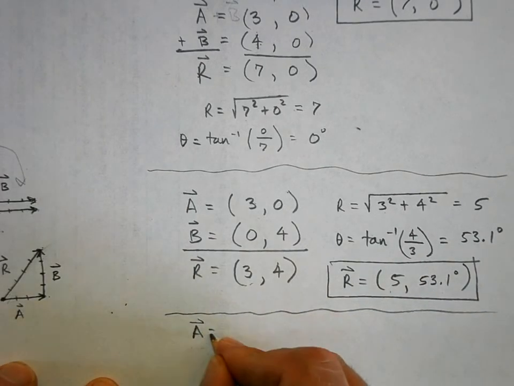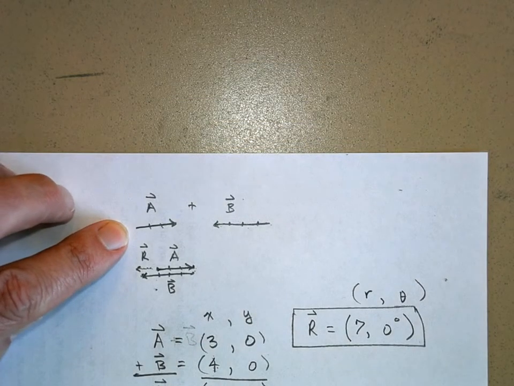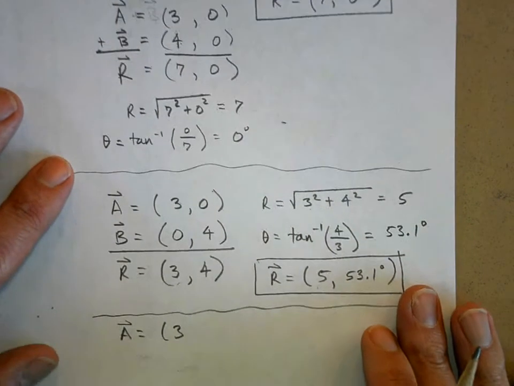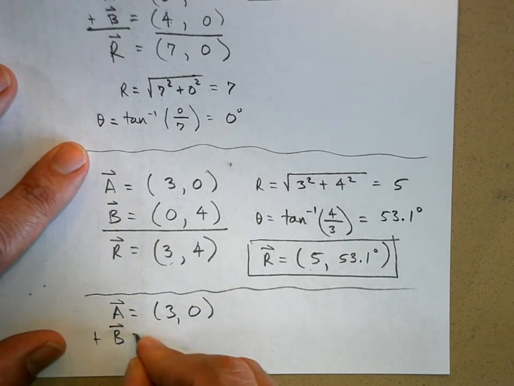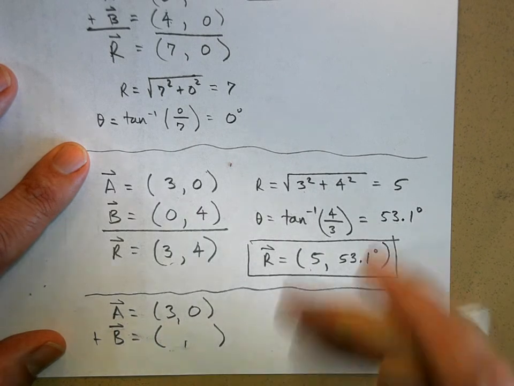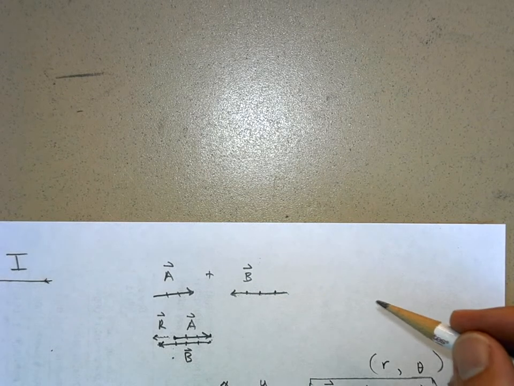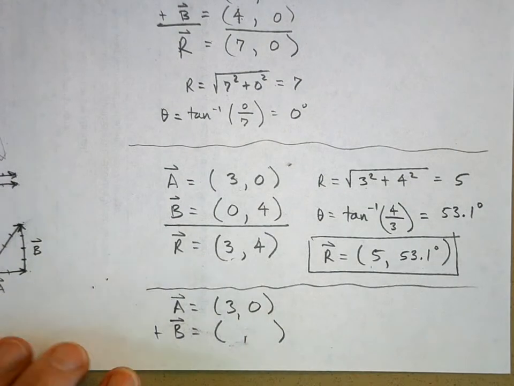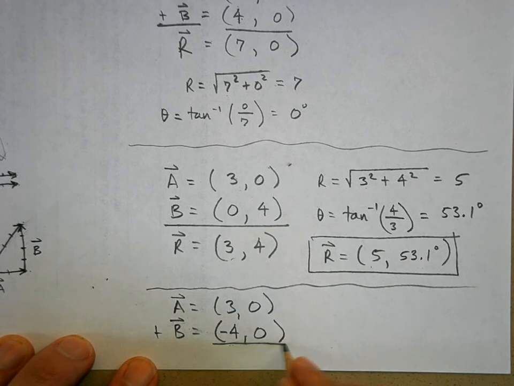A is 3 meters, or 3 whatever units, in the x direction and 0 in the y, plus B. Well, let's take a look at B. It's 1, 2, 3, 4 units long, but it's in the negative x direction. So this is going to be negative 4 and 0. So this is going to be negative 1 in the x and 0 in the y.